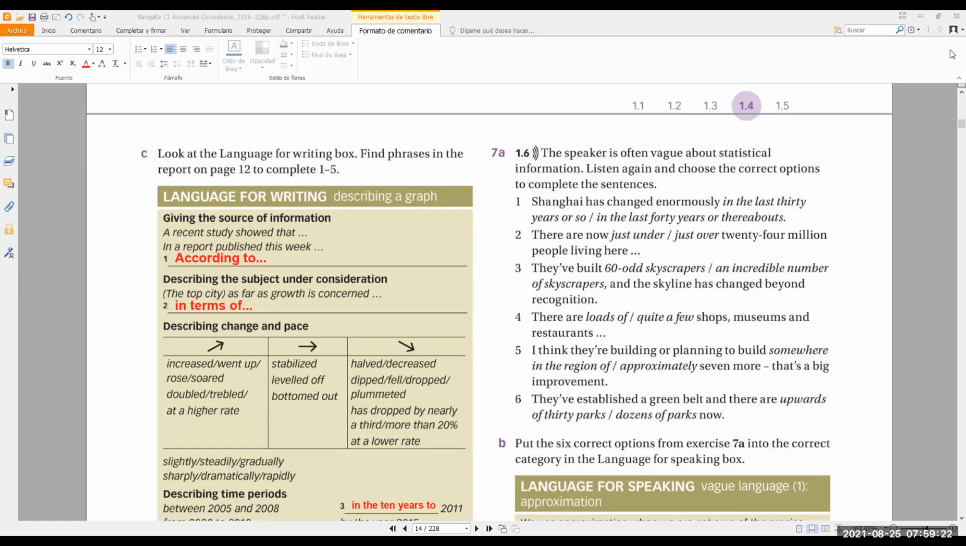One thing that hasn't changed too much, though, is the pollution. Shanghai's a lot better than Beijing, but the air quality's still not that great. But Shanghai is a much greener city than it used to be. They've established a green belt, and there are dozens of parks now, a lot more than there used to be. And there doesn't seem to be any sign of it stopping. More people are moving to Shanghai all the time.